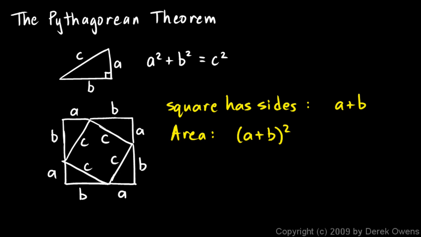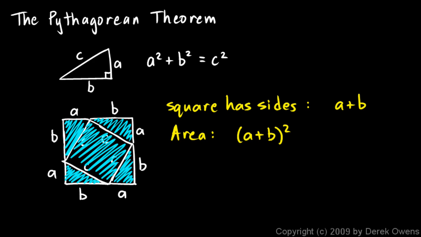Now let's look at this area another way. The area of this large square has to be the sum of the area of all of the pieces. So this large square, in other words, is made of this triangle plus this one plus this one plus this one plus this square in the middle. Okay, all 5 of those pieces together have to add up. The area of all 5 of those pieces has to add up to the total area.